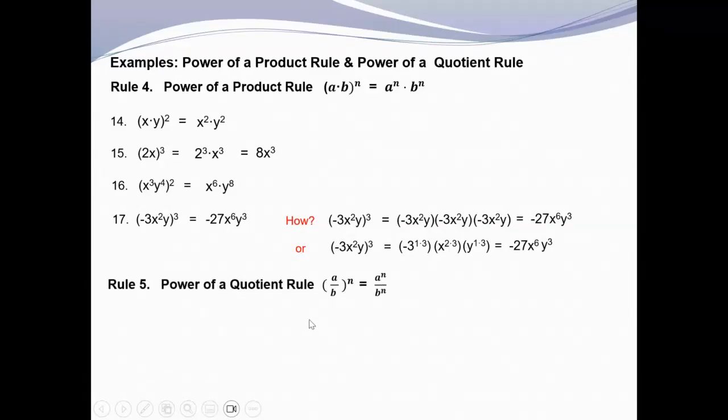This is the power of the quotient rule. By applying the rule here, it's going to be x cubed over y cubed. Now look at this one here. It's going to give us x to the 10th divided by w to the 15th.